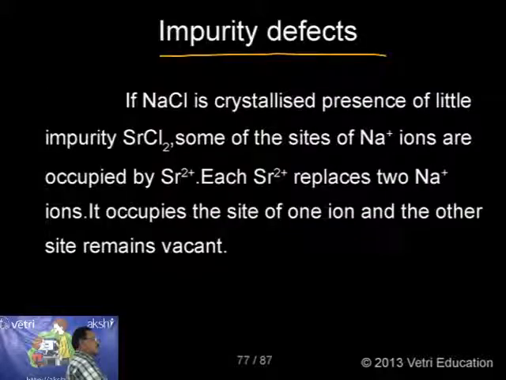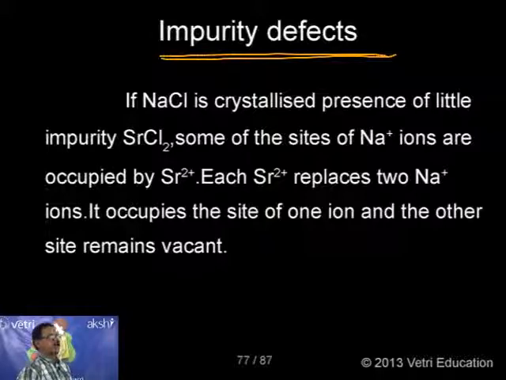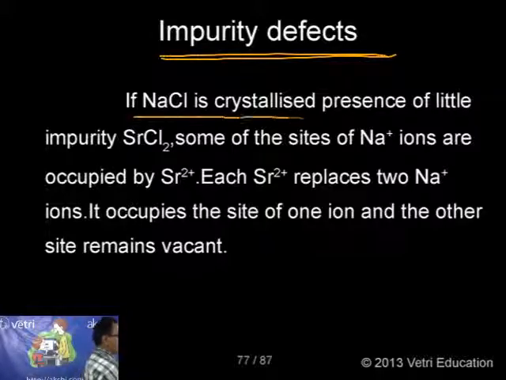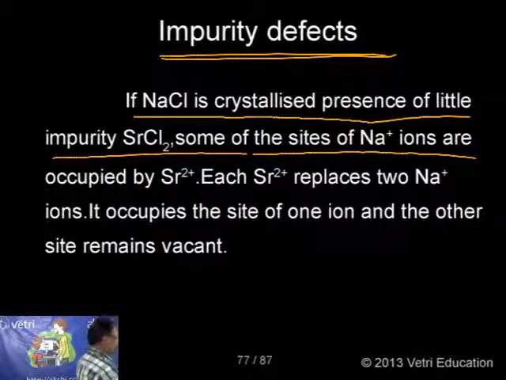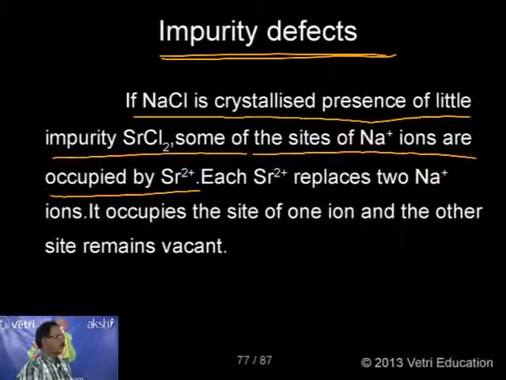Okay, second, number two, impurity defect. Due to the presence of a foreign ion as impurity, we call it an impurity defect. So, if sodium chloride is crystallized in the presence of a little impurity of strontium chloride, some of the sites of sodium plus ions are occupied by strontium 2 plus. When sodium chloride is crystallized in the presence of a little strontium chloride, some of the sodium ion sites will be occupied by strontium 2 plus.